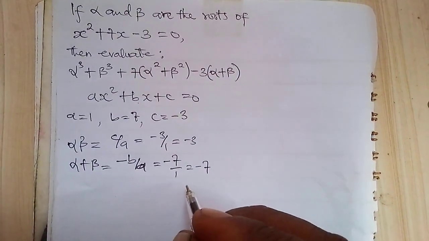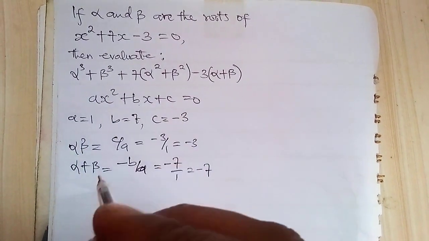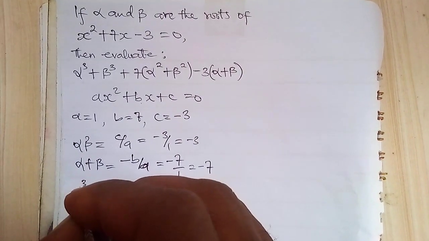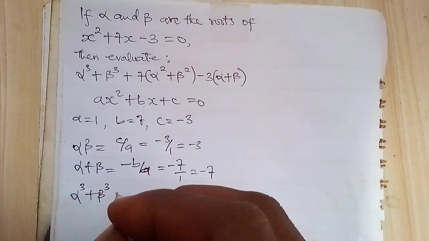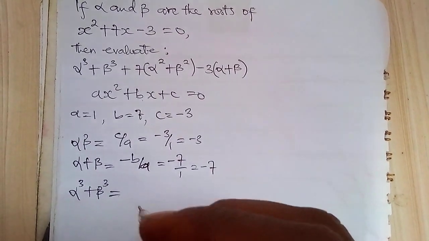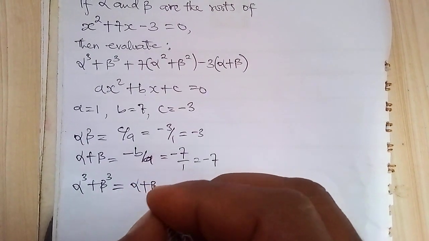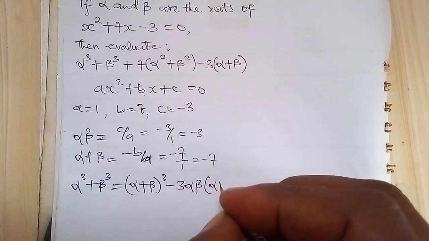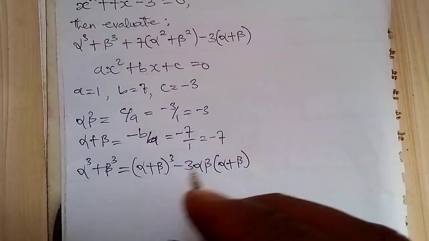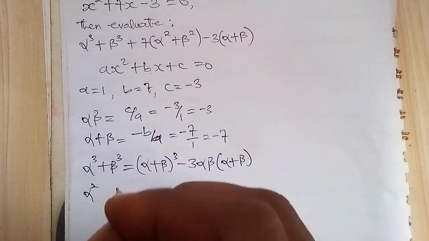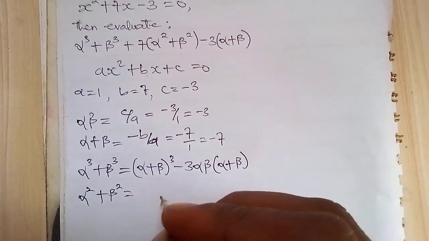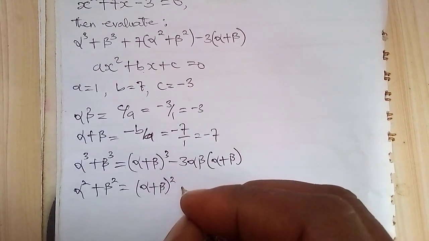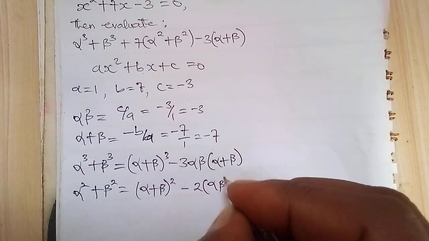Now that we've gotten these values from this formula, now that we're asked to evaluate, we know that alpha cubed plus beta cubed has a definition, and its definition is given as alpha plus beta cubed minus 3 alpha beta into alpha plus beta. This is the definition for this. At the same time, alpha squared plus beta squared also has its own definition, and its definition is alpha plus beta all squared minus 2 into alpha beta.